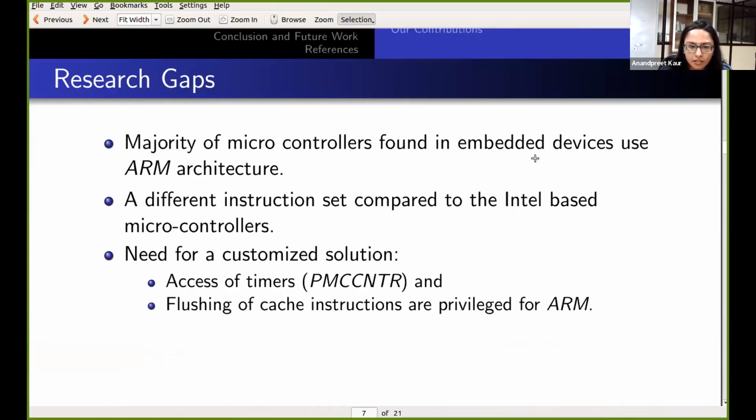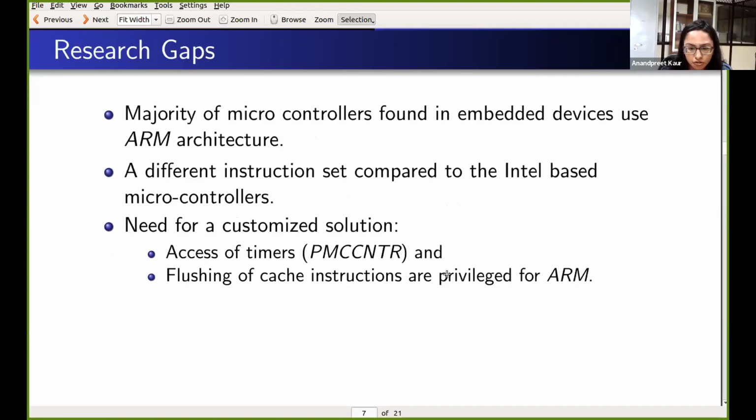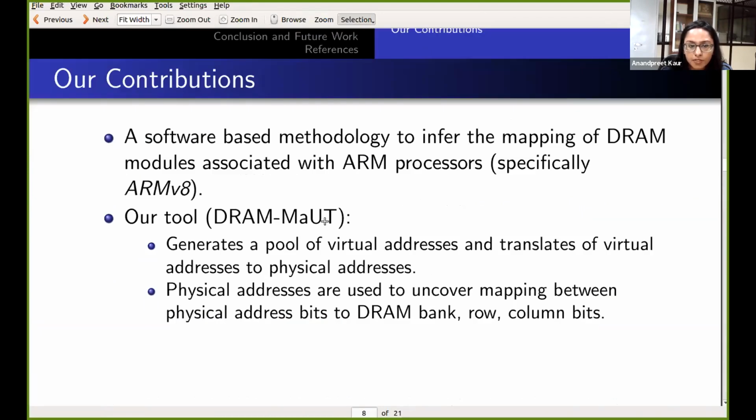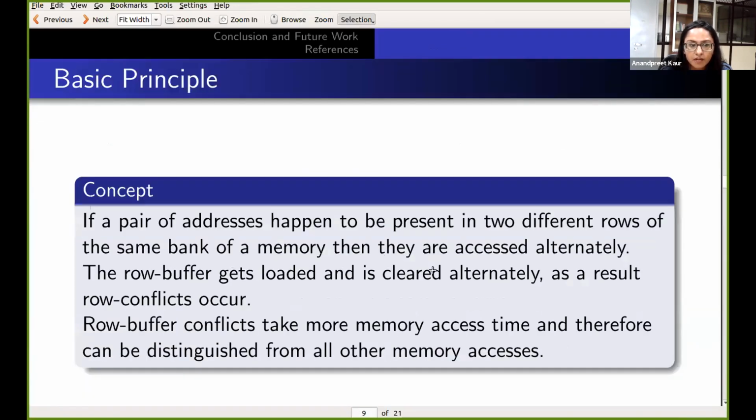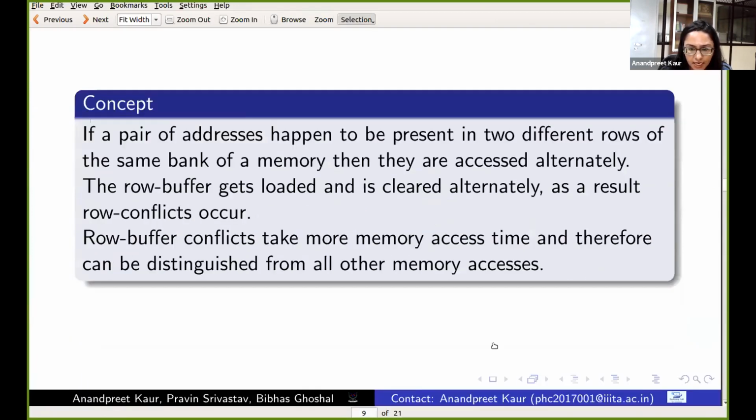Majority of embedded devices use ARM architecture, which has a different instruction set compared to Intel-based. So we cannot directly apply the proposals of Intel on ARM as they have privileged instructions. So we propose a software-based methodology to infer the mapping of DRAM modules associated with ARM processors. Our proposed methodology is based on the basic principle that if a pair of addresses are present in 2 different rows of the same bank and are accessed alternately, there can be row buffer conflicts which take more memory access time.